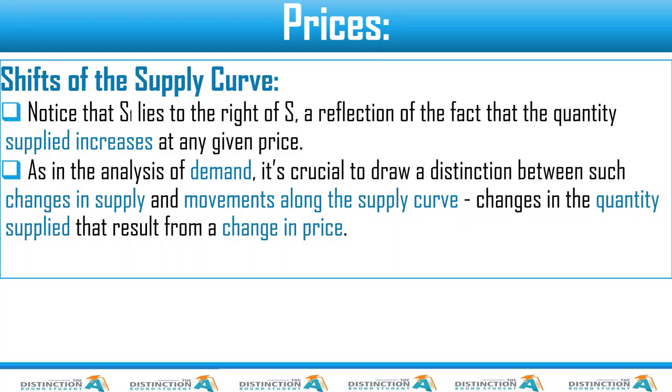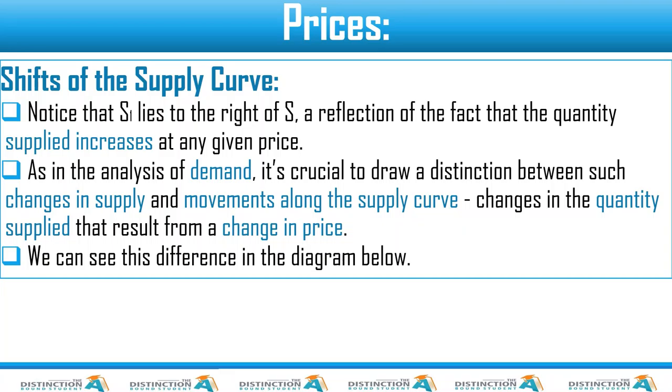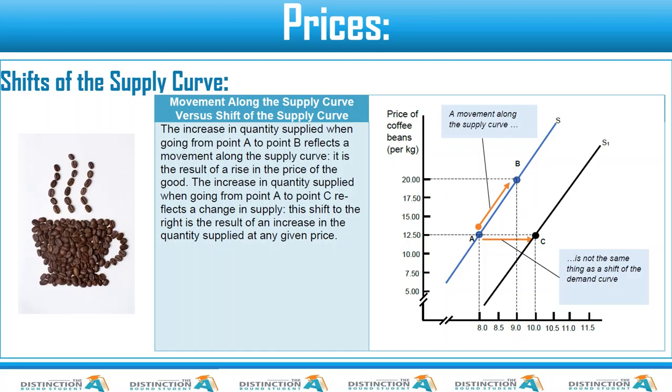As in the analysis of demand, it's crucial to draw a distinction between such changes in supply and movements along the supply curve, changes in the quantity supplied that result from a change in price. So we can see this difference in the diagram below. Okay, here, just like we saw there, A would be giving us these numbers here. Obviously, they are coming from a supply schedule. Okay, so what does this mean? It means that at the price of 12 rand 50, 8 billion kgs of coffee beans will be supplied. However, if the price of coffee beans were to rise from 12 rand 50 to 20 rands, all other things constant, then there's going to be a movement along the supply curve from A to B, which means 9 billion kgs of coffee beans would actually be supplied.